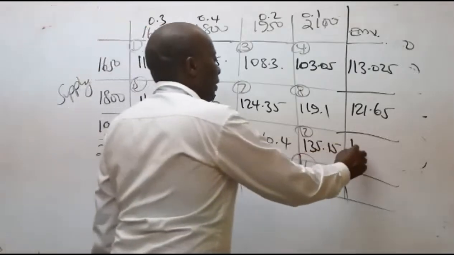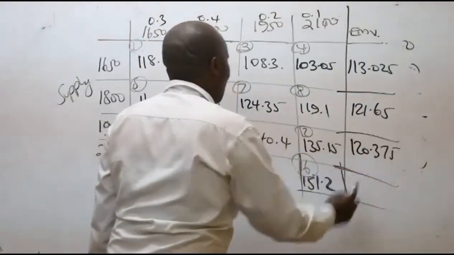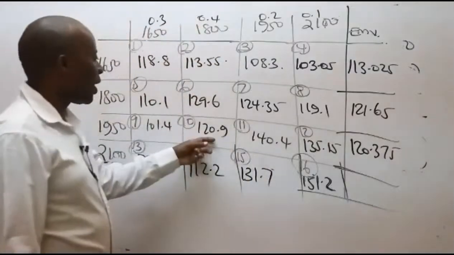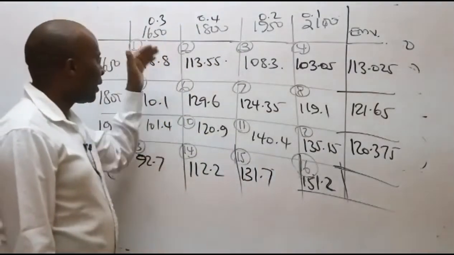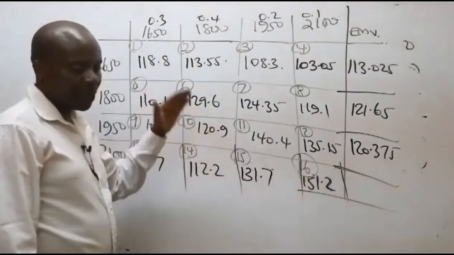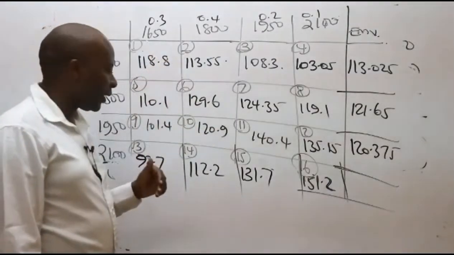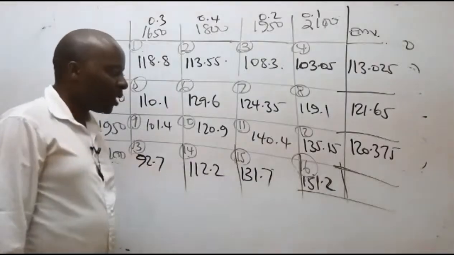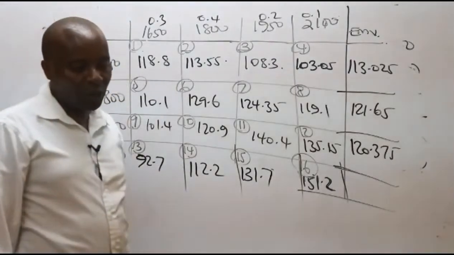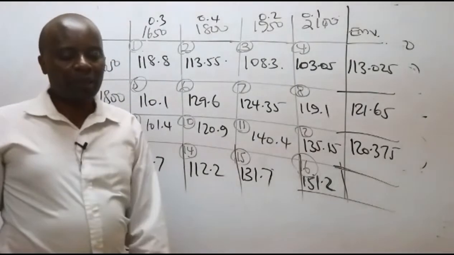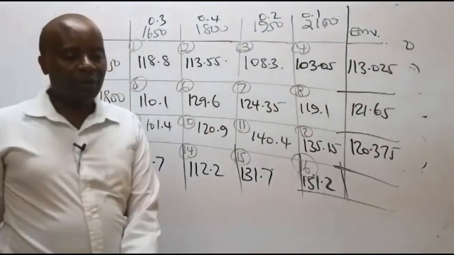120.375. How did they get this 120.375? They took the profit that we have here and then they averaged them by multiplying them with the probabilities like that. And then we have the last one. What do we have?